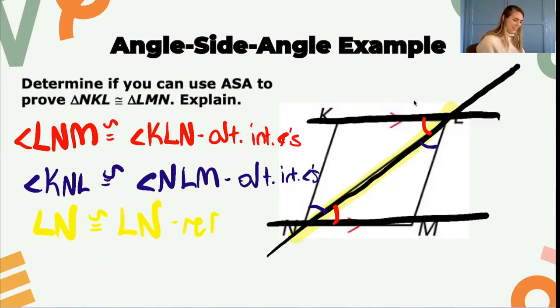We use the reflexive property for that. So I have two angles and an included line. So this is angle side angle congruence.